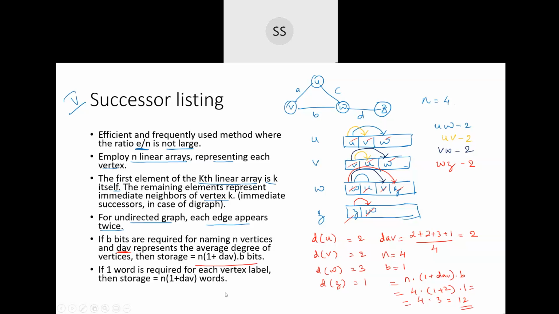Now what is the last point that they are saying? If one word is required for each vertex label instead of B bits, then instead of B, we write n into 1 plus DAV words. When you have to represent it in bits, you have to specify how many bits that particular word is. That is the only difference that we have.